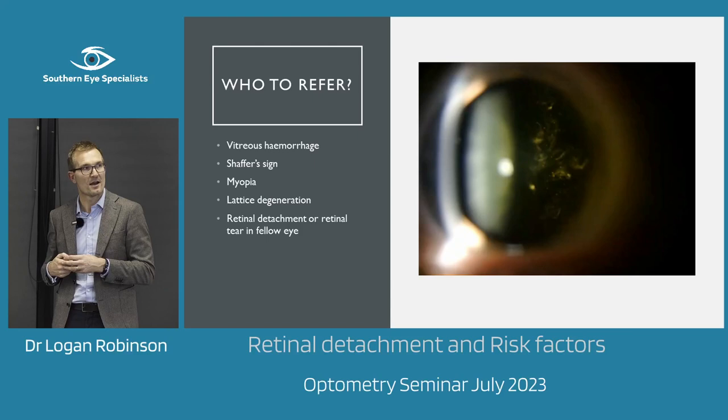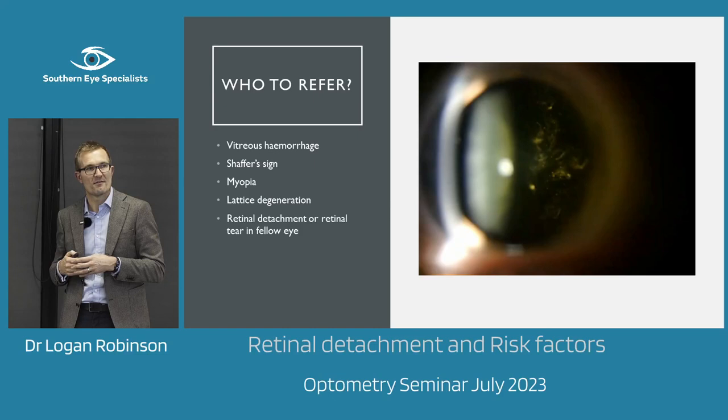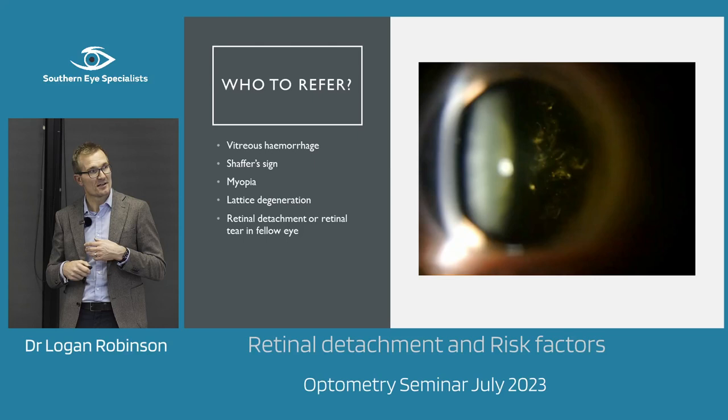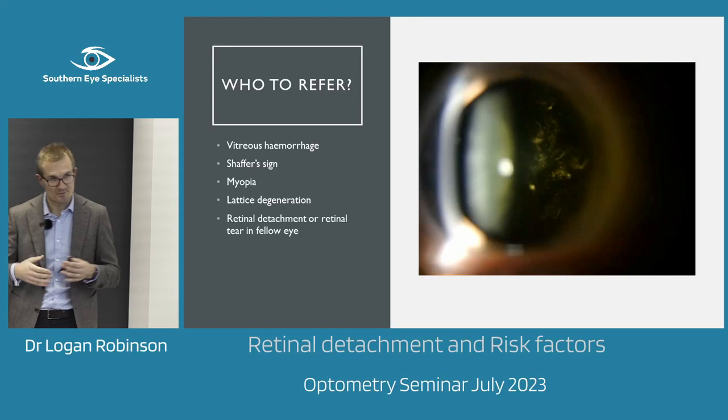So if they've got vitreous hemorrhage, we talked about a high risk, even if it's a mild vitreous hemorrhage, of having a retinal tear or detachment. So probably that's the one that I would refer and not look after yourselves, because you'd be a bit concerned about those ones. The Schaefer sign, do you guys know what that is? The tobacco dust or pigment.